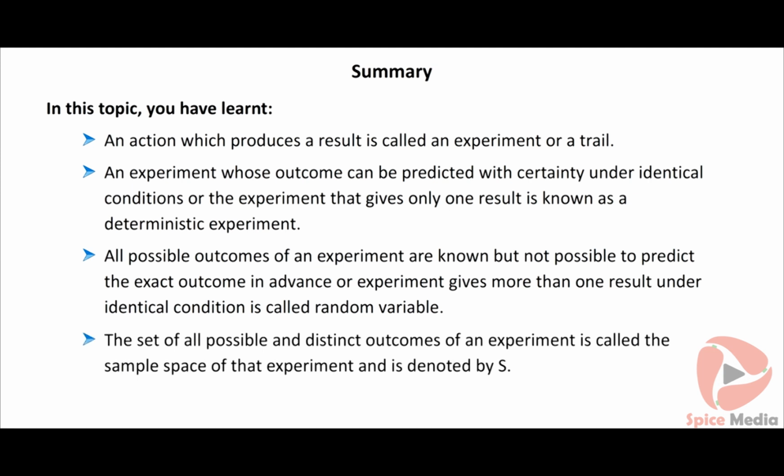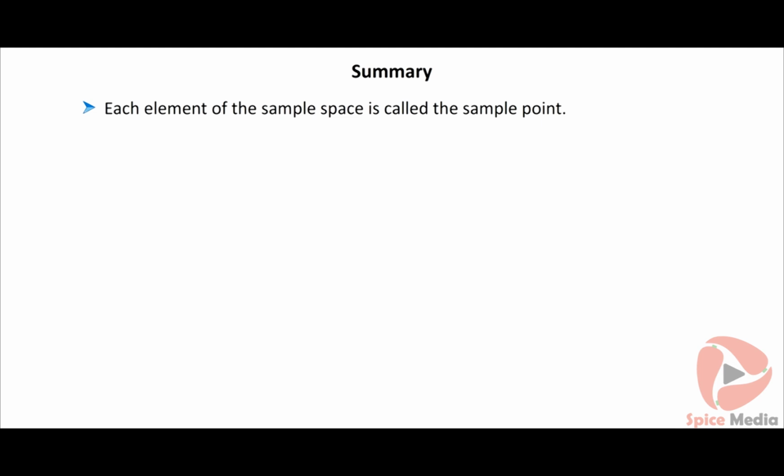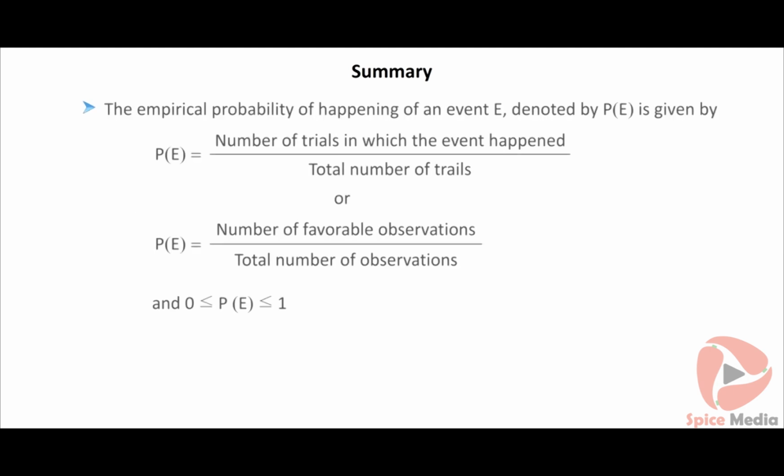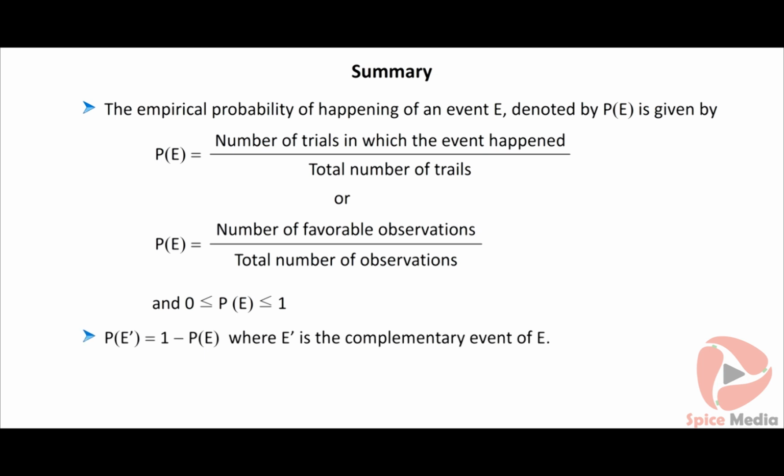The set of all possible and distinct outcomes of an experiment is called the sample space of that experiment and is denoted by S. Each element of the sample space is called the sample point. Any subset of the sample space is called an event. Probability is mainly divided into three types: subjective probability, classical probability, and empirical probability. The empirical probability of happening of an event E, denoted by P(E), is given by P(E) equal to the number of trials in which the event happened divided by the total number of trials, or the number of favorable observations divided by the total number of observations. P(E) lies between 0 and 1. P(E complement) is equal to 1 minus P(E).